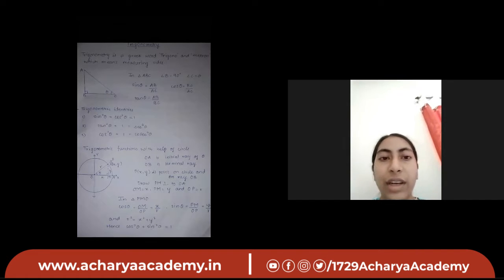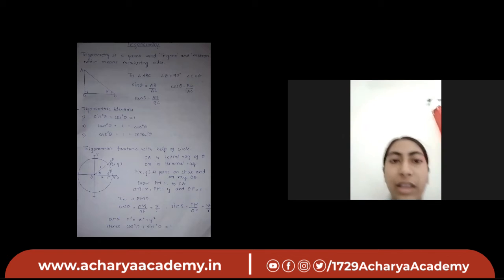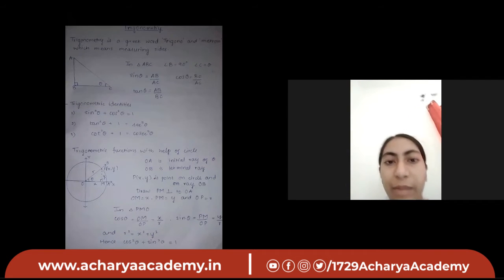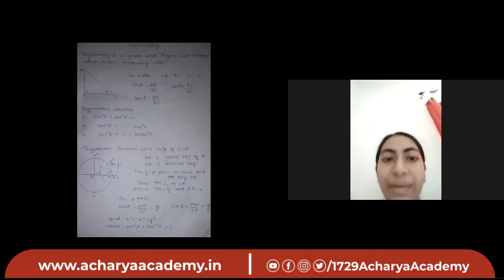So here in the figure you can see in triangle ABC, the angle B is 90 degrees and angle C is theta. So here sin theta is equal to opposite side upon hypotenuse. The opposite side to angle theta is AB, so AB upon AC is nothing but sin theta.